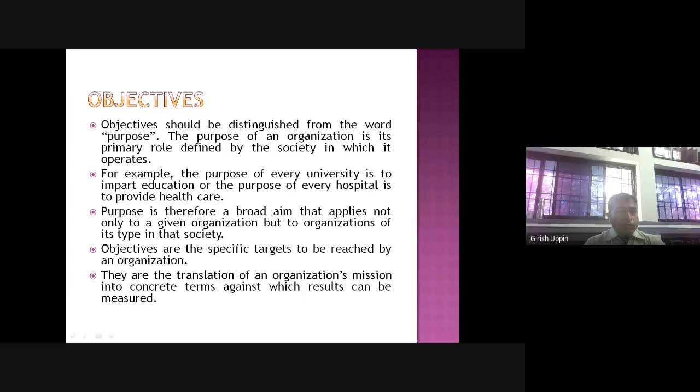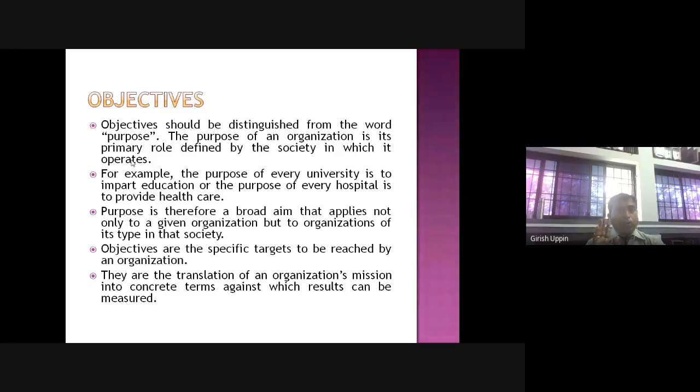Objectives should be distinguished from the word purpose. The purpose of an organization is its primary role defined by the society in which it operates. So there is a difference between the purpose and the objectives. Purposes are very generic, right?